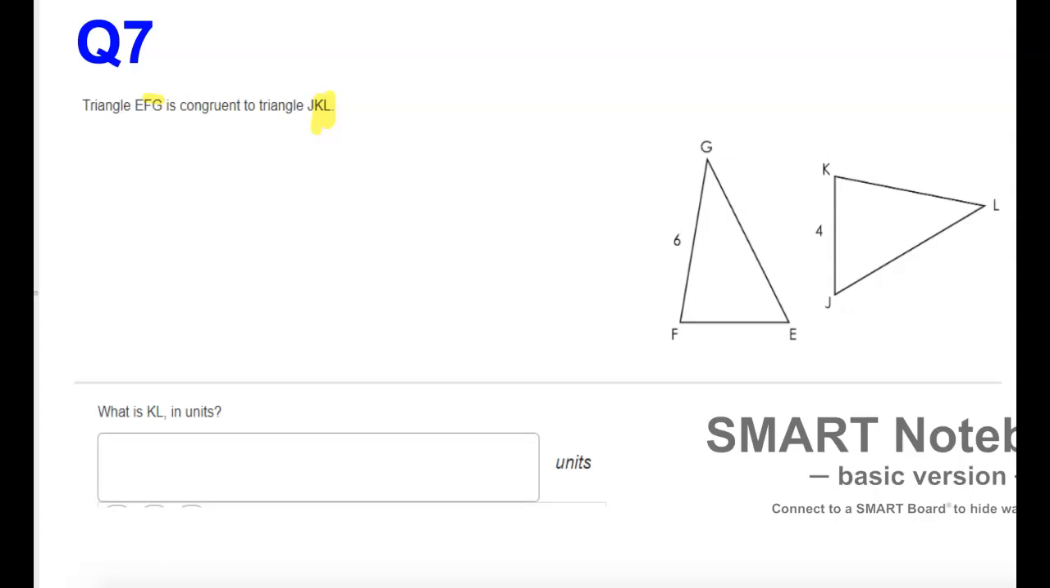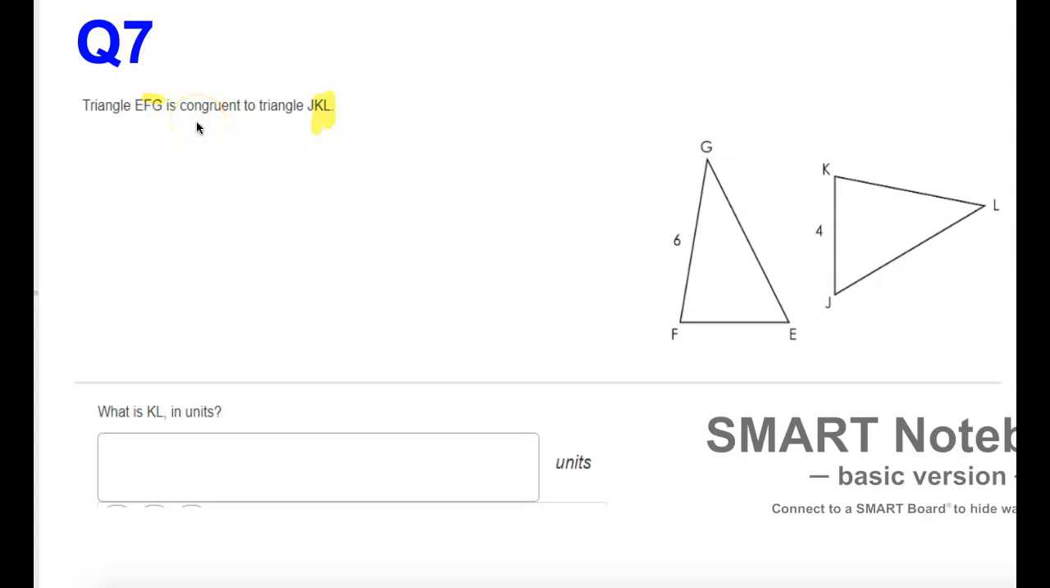of the letters matters. So the orders that the letters show up in EFG and JKL, those tell us the pairs of corresponding congruent angles and the pairs of corresponding congruent sides. So if we're trying to find the length of KL, if we look at KL, it's the middle letter and the last letter here in triangle JKL. So that means side KL is going to correspond to side FG in triangle EFG because FG is our middle letter and our last letter.